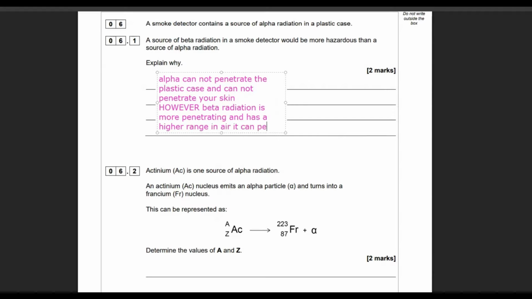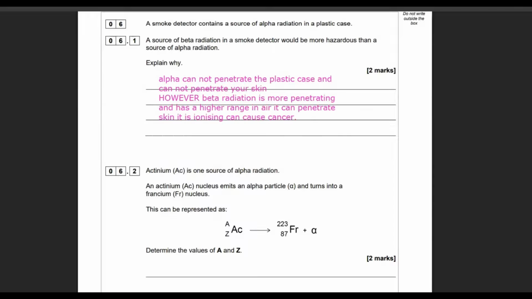It can penetrate skin. It is ionizing, can cause cancer. Look, alpha radiation is even more ionizing, but it can't penetrate your skin. I'm just telling you why beta is dangerous, because it can penetrate the skin. It has a greater range in air, so it can travel further. Alpha can only go a few centimeters in air before it's absorbed. The only way that alpha is going to get you is if it gets inside your body, and then it's going to go around knocking electrons off atoms and causing cancer all over your body.